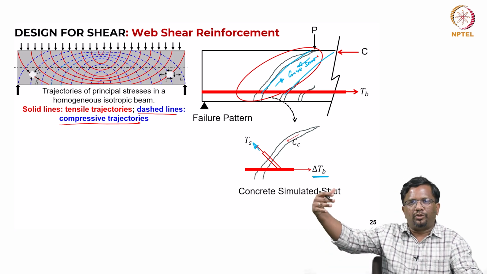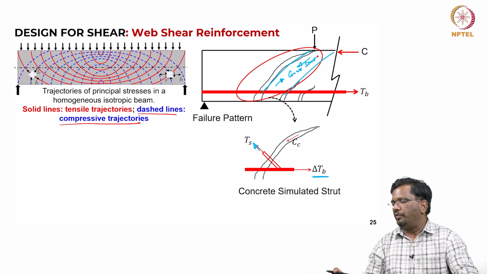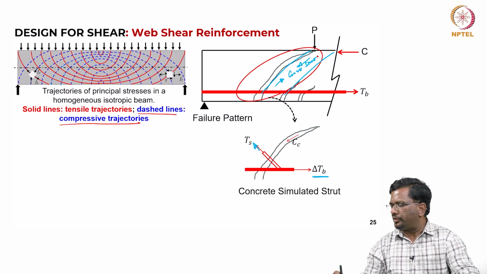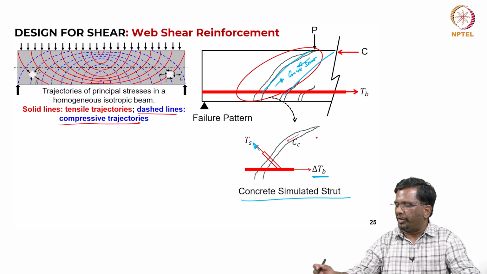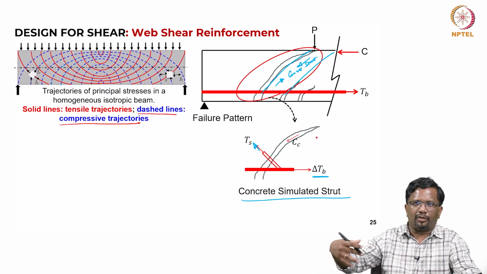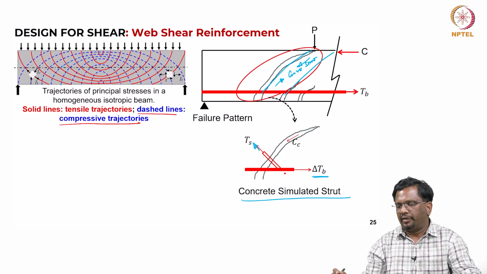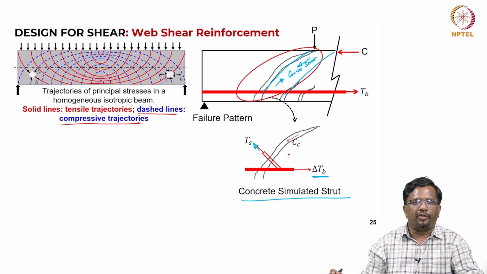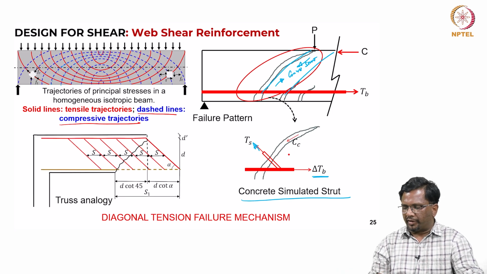That strut is going to push in compression. That way, in this zone, I will satisfy the equilibrium. If I take the free body diagram of this strut, the concrete strut, between the cracks you will have the concrete strut in compression, but they will form like a truss, strut and tie. So, basically the longitudinal bar and the stirrup will be in tension, and the concrete between the cracks will be in compression. So, this is a diagonal failure mechanism.